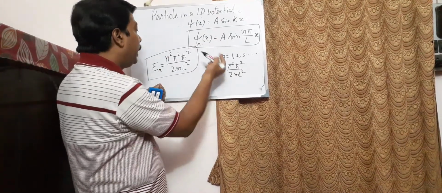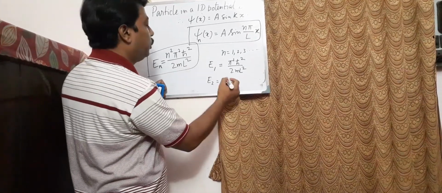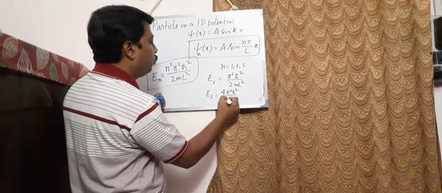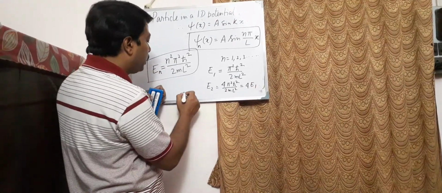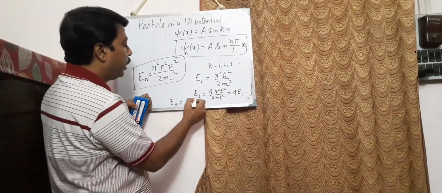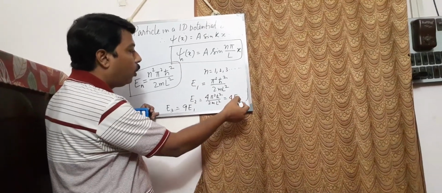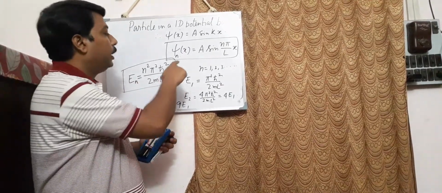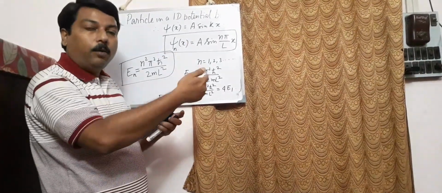If you put the next value of n, so E2, that is the next possible value of energy. So E2 is 4 pi square h cut square by 2mL square, or in other words I can write it as 4 times E1. The next possible value is for n equal to 3, which will be 9 times E1. So as you can see, there can be no values between this E1 and 4E1, or between 4E1 and 9E1. So only some discrete levels of energy, E1, 4E1, 9E1, the next will be 16E1, then there will be 25E1.